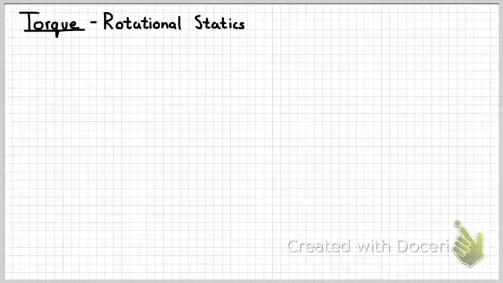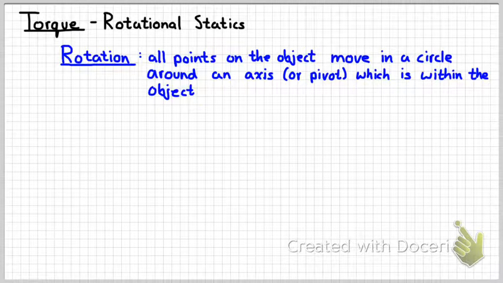In this video, we're going to learn about torque and rotational statics. The definition of a rotation is when all points on an object move in a circle around an axis, or you can call it a pivot, which is within the object. Key term there: within the object. In a rotation, the axis is somewhere inside the object, whereas with a revolution, it's outside the object.